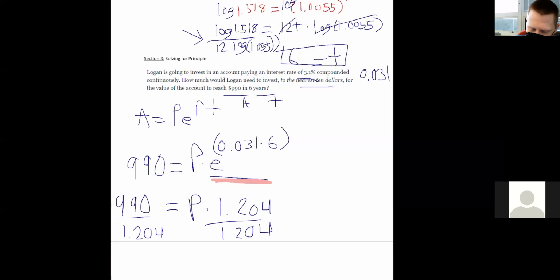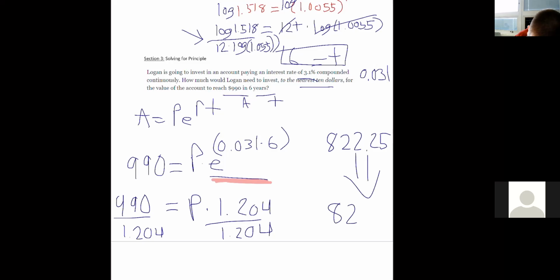So our answer, 990 divided by 1.204, I'm plugging that in. I got $822.25, but they want us to round to the nearest $10, which is kind of a weird thing to round to. That's not super common. But the nearest $10 would be $820. You know what I mean? So just pay attention to what they want you to round to.